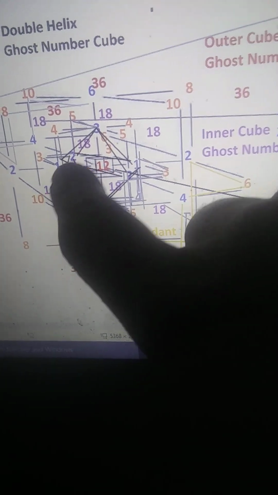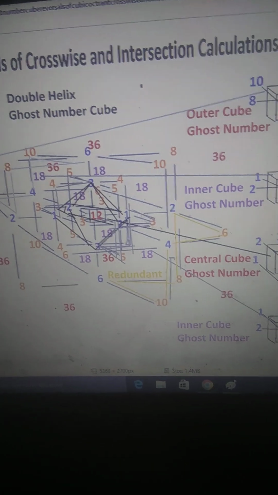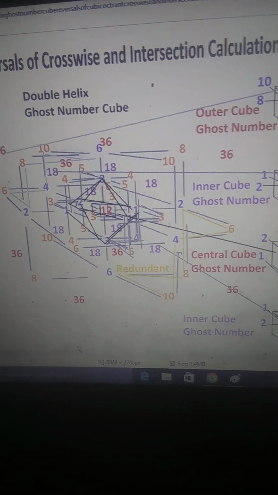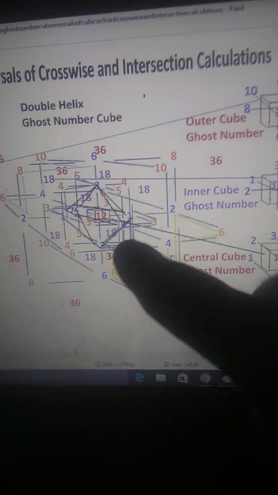It's defined by any numbers, but in this case it's 1, 2, 3 going up and around, and 1, 2, 3 going back and down. They're the same set of numbers, but they're crossing each other like a double helix, like on a strand of DNA. It's a double helix with the same bases, if you want to consider these numbers bases. So I just call this a double helix ghost number cube.